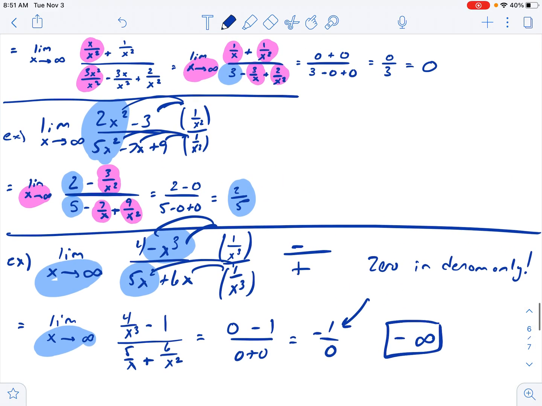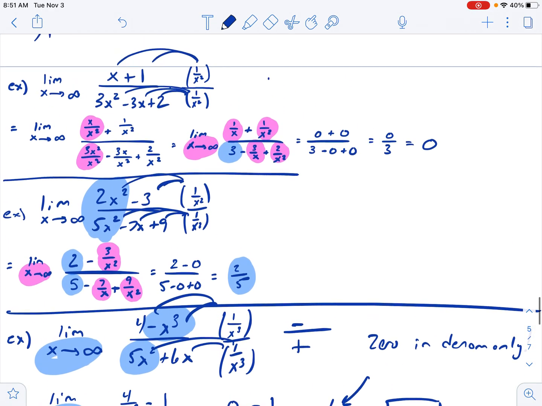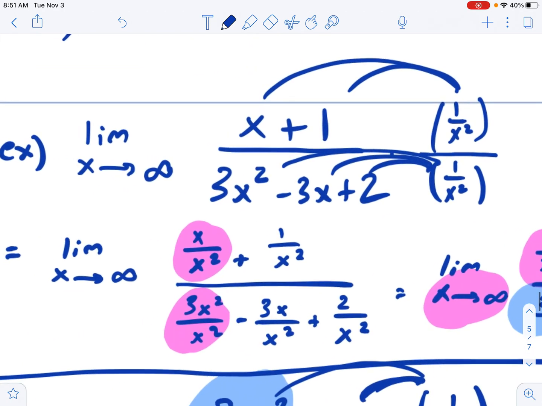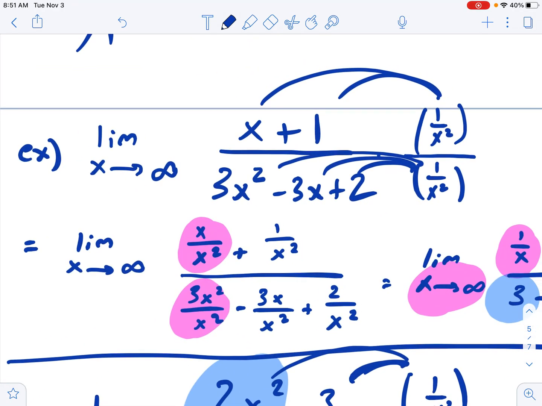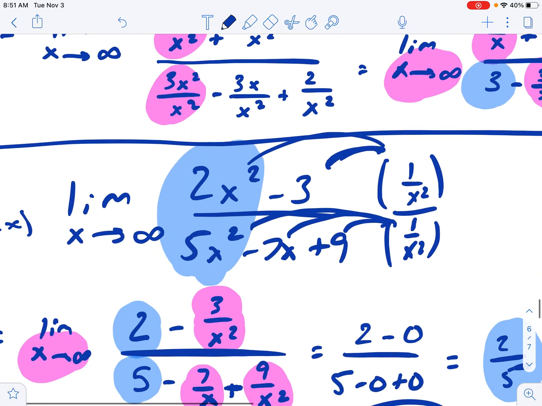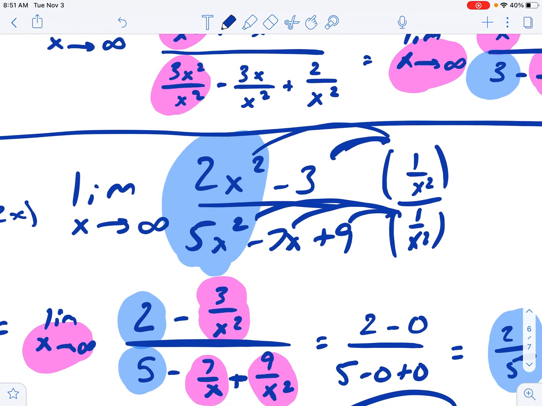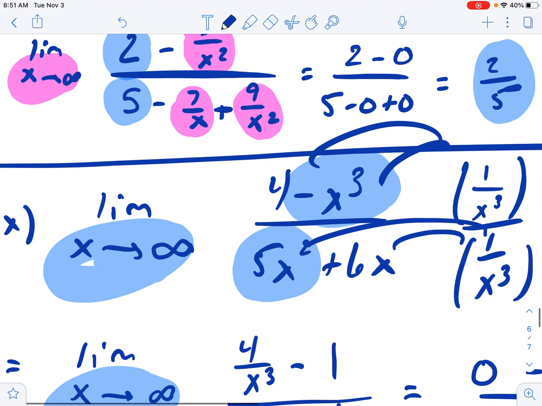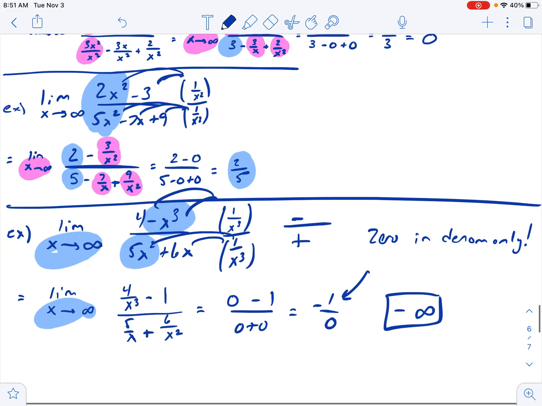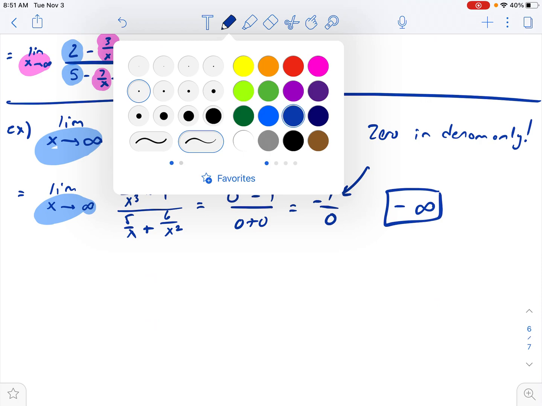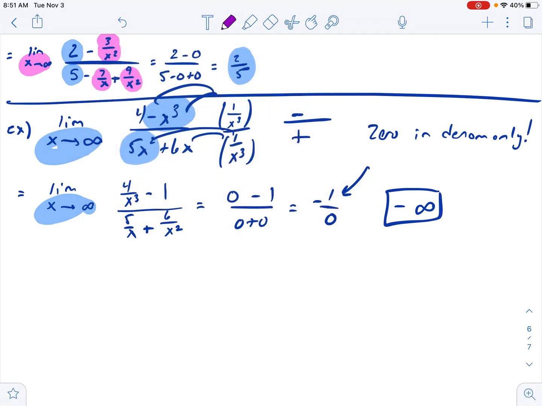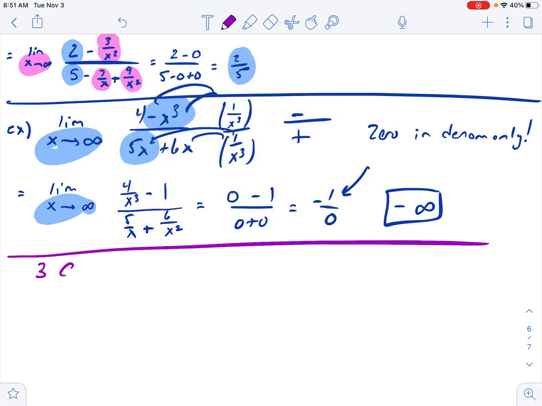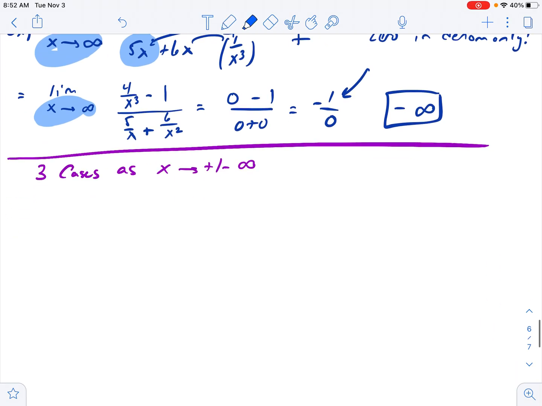But what we basically have are 3 cases now for what happens as x goes to infinity. It comes down to where the highest power of x is. If the highest power of x is in the denominator, if the highest power of x is the same in numerator and denominator, and if the highest power of x is in the numerator, 3 different things occur. So let's summarize. We'll call this 3 cases as x approaches positive or negative infinity. We've got these 3 cases to consider here.